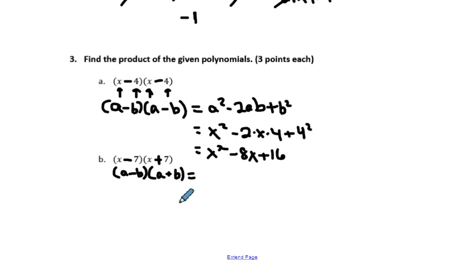So in part B, when you FOIL this out, you get A squared, you would get plus AB minus AB. Those are going to cancel. And then negative B times B is negative B squared.